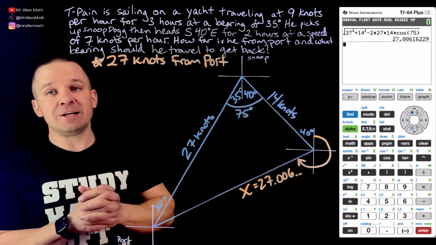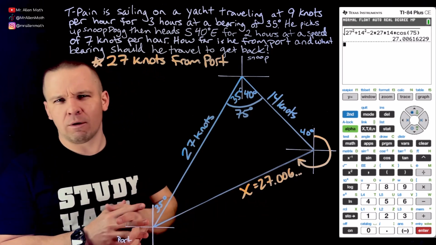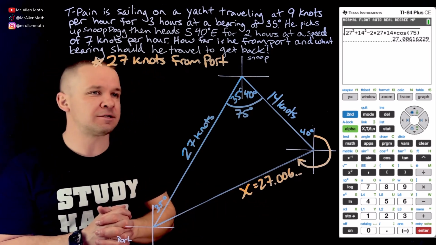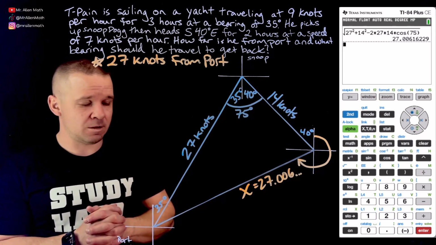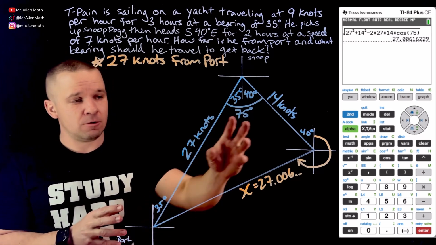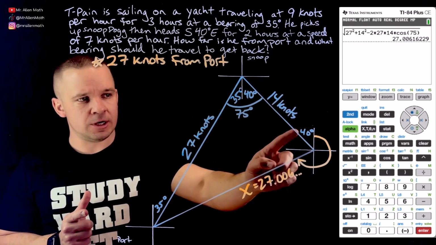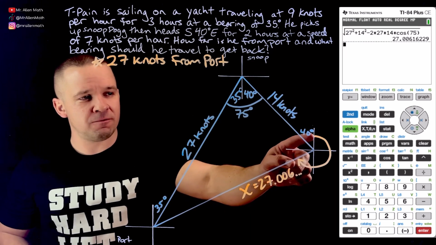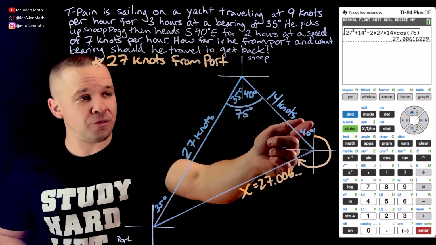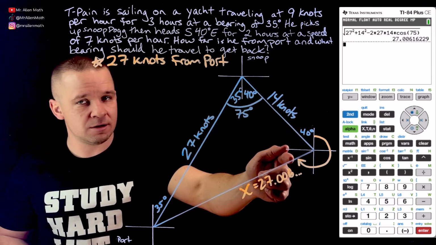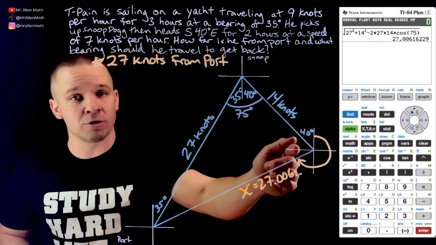Cool. Now I need to know in what direction we should travel to get back to port. Kind of important, right? If we're navigating here, yes. So how can I do that? Well, we want just this piece right here, right? Cool. So I could either find that directly, or I could figure out what this part is to here and subtract that from 360. That would also give me this orange piece right here, right?